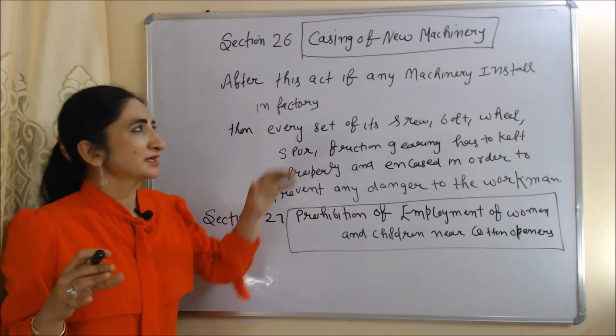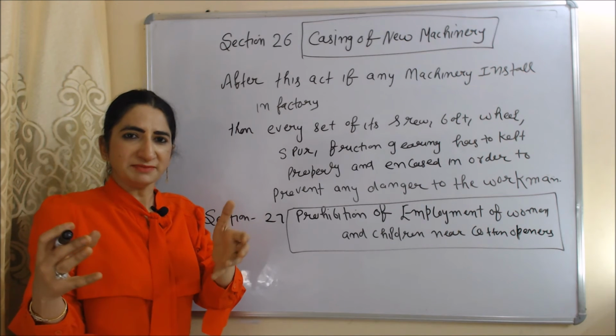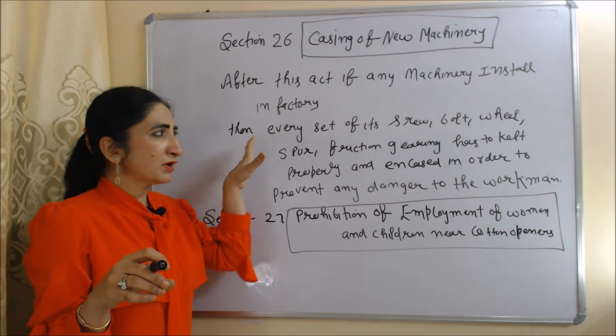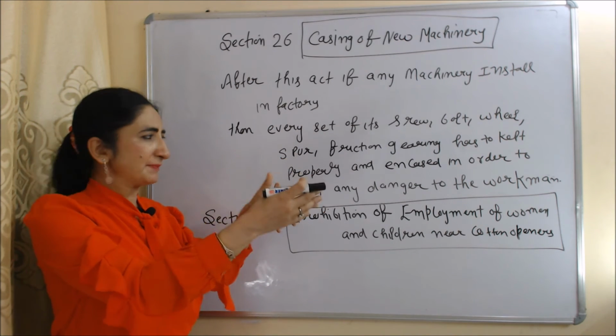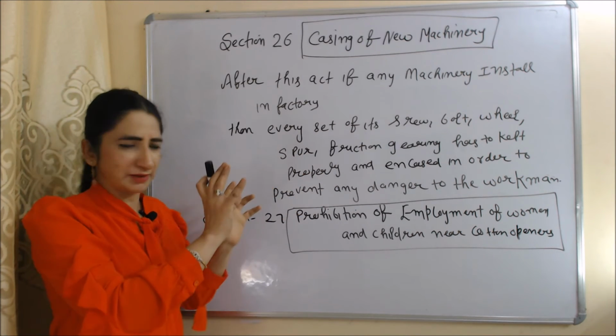Section 26, casing of new machinery. After this act, if any machine is installed in a factory, then every set of its screw, bolt, wheel, spur or friction gear has to be kept properly and covered in order to prevent any danger to the workman.